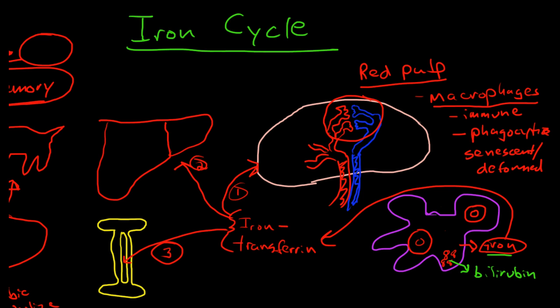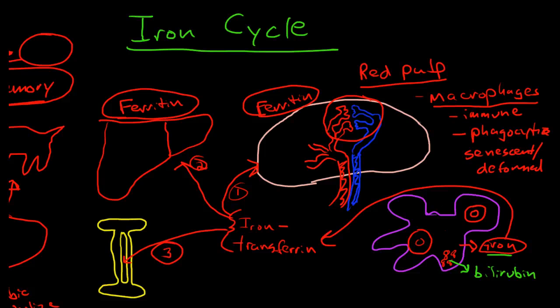Now, if it's brought to either of these areas, the spleen or the liver, to be stored, iron is then bound to a different protein called ferritin. And this is the protein that is used for long-term storage of iron. Now, if the transferrin goes into the bone marrow, then it is ready to be used for the creation of new erythrocytes. So it is reconnected to a heme group and made into hemoglobin as part of a new erythrocyte.